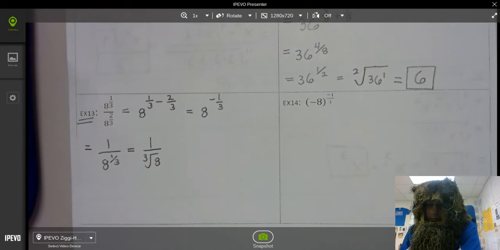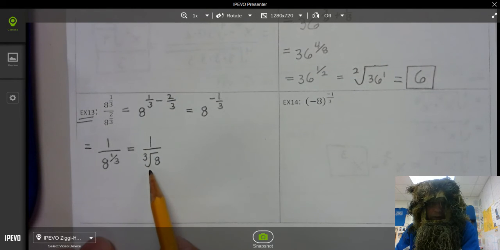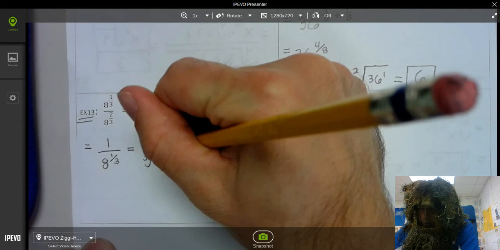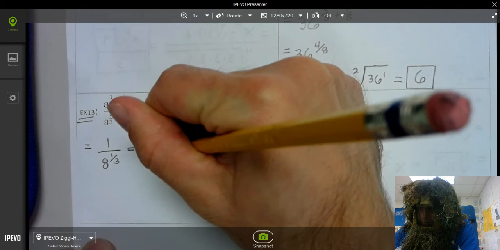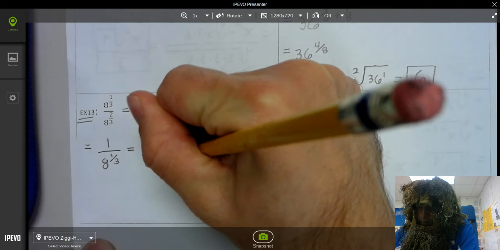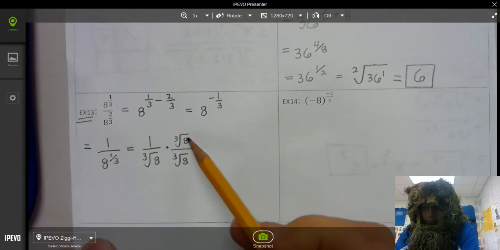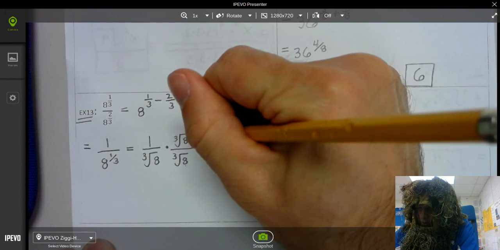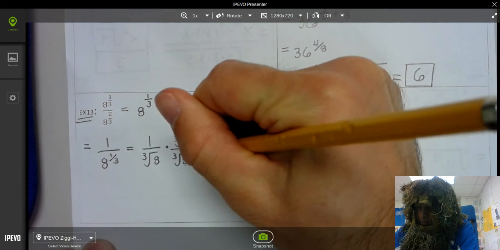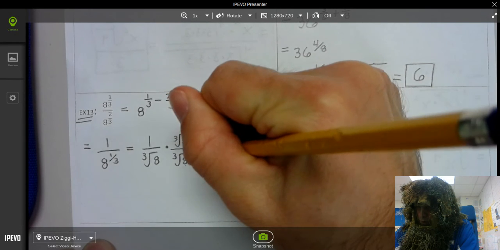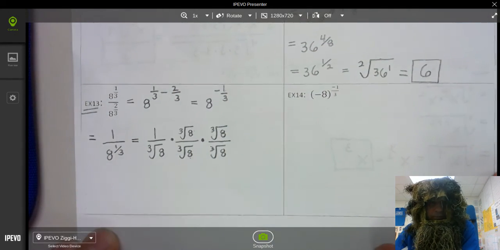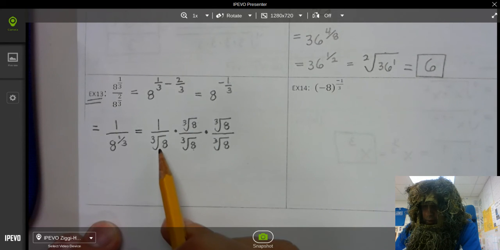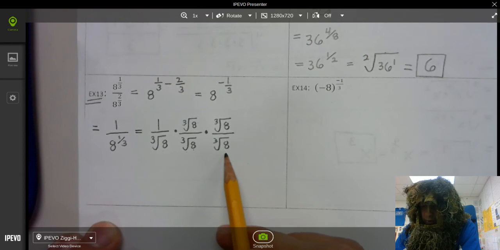Now, when you simplify, you can never have a radical in the denominator. So we're going to multiply this by the cube root of 8 by the cube root of 8. Now remember, all I'm doing is multiplying by 1. I'm manipulating it to do this. Cube root of 8 divided by cube root of 8. And I did that because this is going to become 8. And I'll show you that in the calculator in a sec.